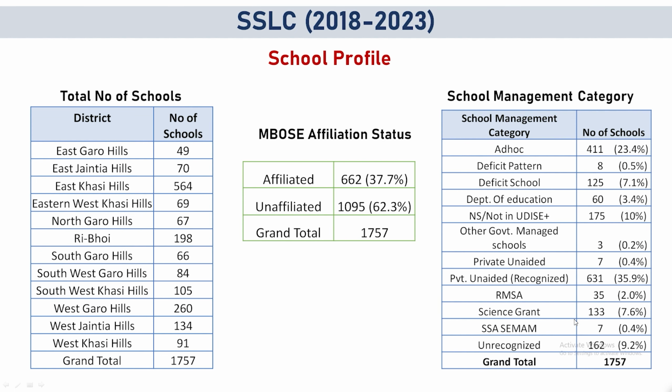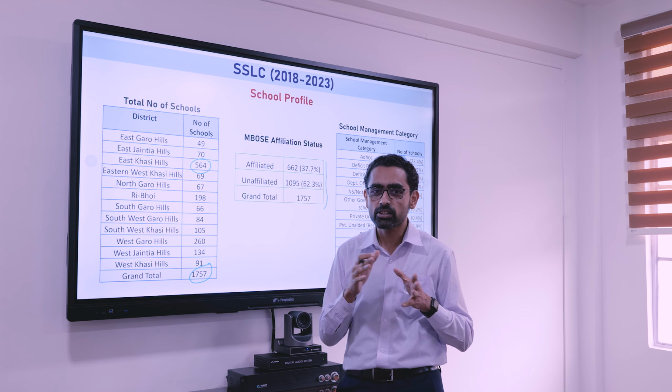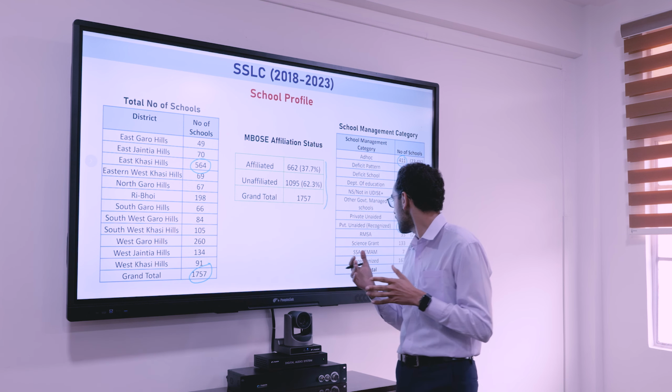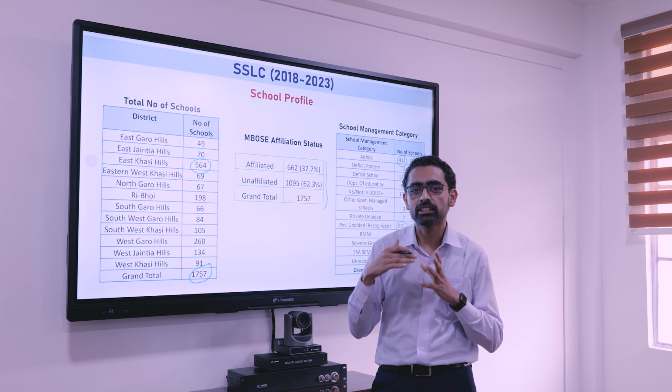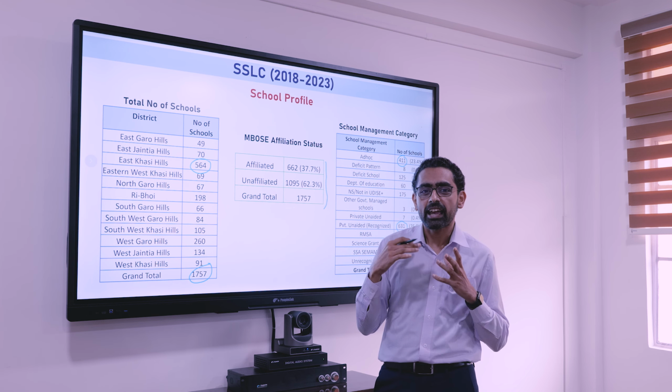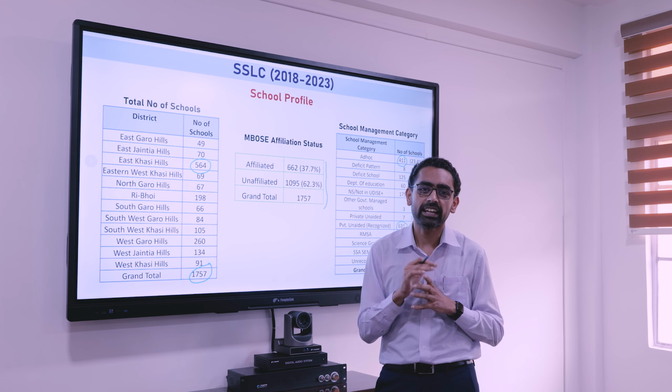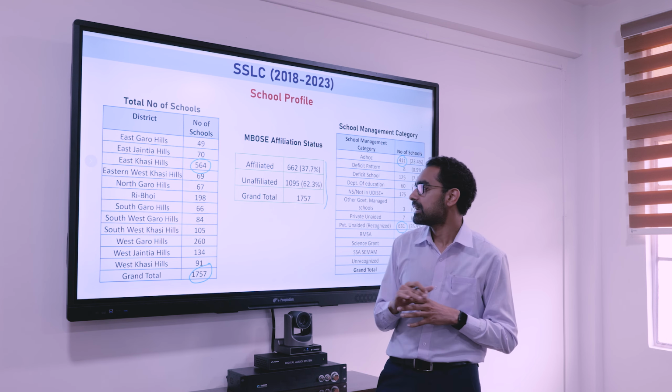Now this is also another concern, that in Meghalaya there are so many different categories of schools, and when we go into the government aided categories, it's very complicated. Like we have science grant, Hindi grant, then there are RMSA schools, SSA schools, ad hoc, deficit pattern, and so on. So our approach in the coming years will be to simplify this, and to have a smaller number of categories with common inputs, so that we can imagine a standardized version of this categorization, and hopefully common standards and common facilities will be available across the state of Meghalaya.